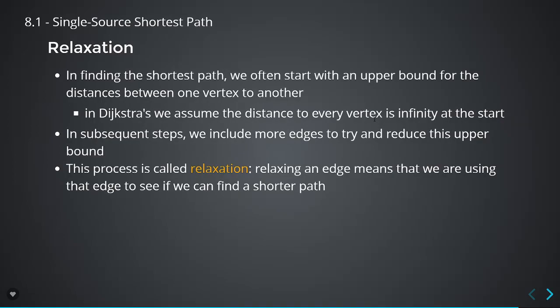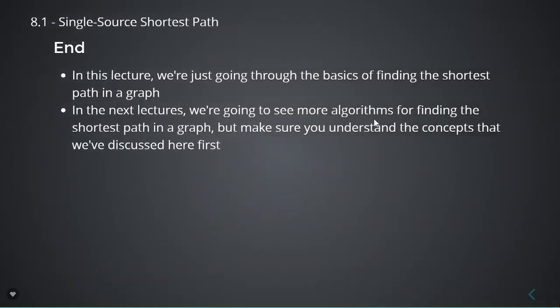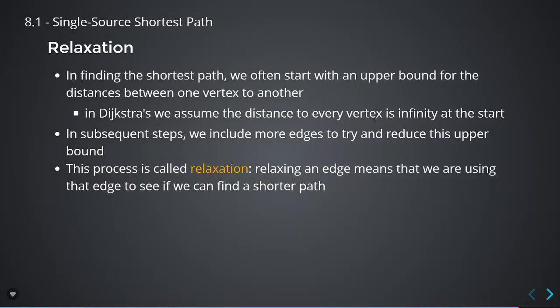Now, one more topic. Relaxation. I think this is the last one. Yeah, this is the last one. This is not really something you need to know. It's just the lingo that we're going to be using. See, with the algorithms that we're going to look at when finding the shortest path, normally we start with an upper bound for the distances between two vertices. Like in Dijkstra, we say, well, from 1 I can't go to all these vertices, so I'm going to say infinity at the start, right?